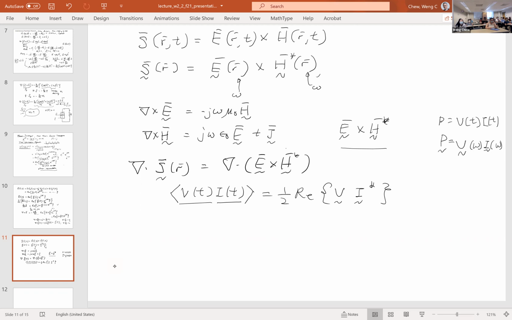Do you need me to prove this, or has it been proved to you in your undergraduate course? It's been proved to you, right? So you know this identity. And using this identity, you quite easily show that if I have this instantaneous Poynting vector and I take its time average, it will become half the real part of E cross H.